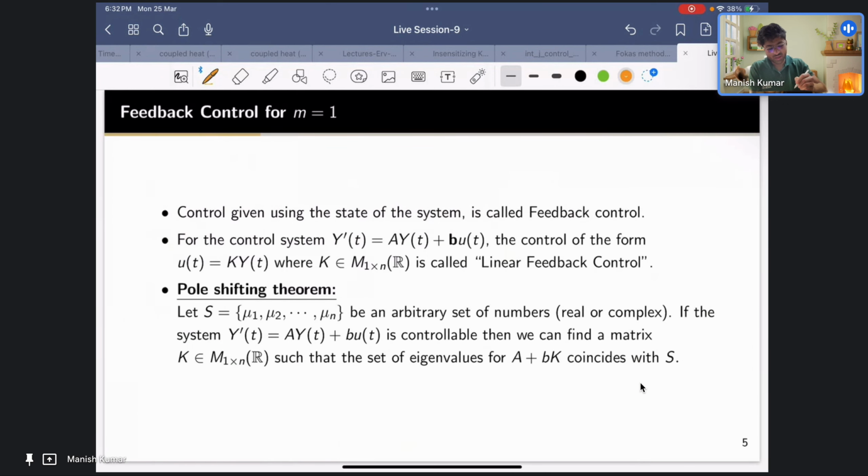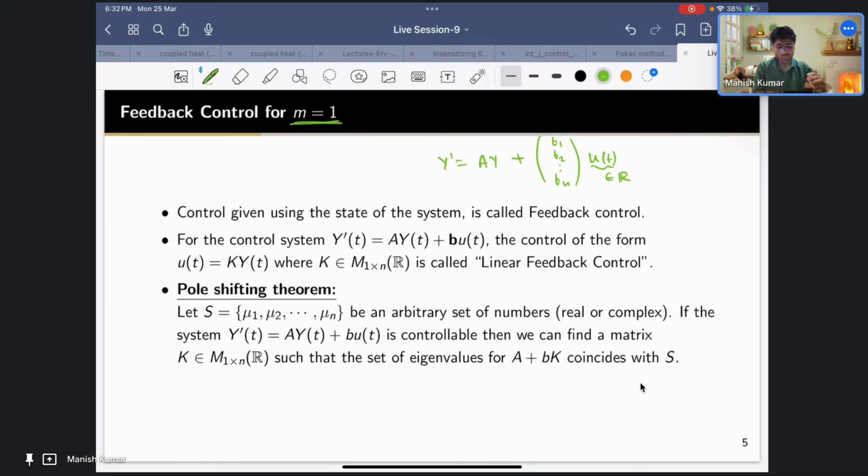So let us talk about when m is equal to 1. We'll consider when you have just one control. So the system would be something like y prime equals Ay plus Bu, where B is a vector, n cross m, which is n cross 1, so you get b1, b2, till bn, and then you have u(t), which is in R. This is the scenario I am talking about. This is a simpler one.